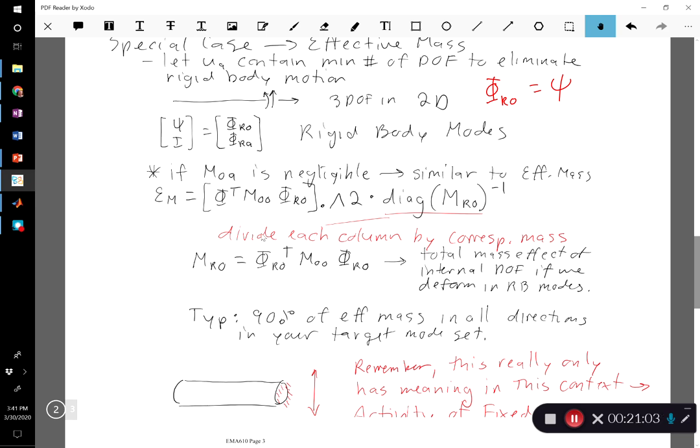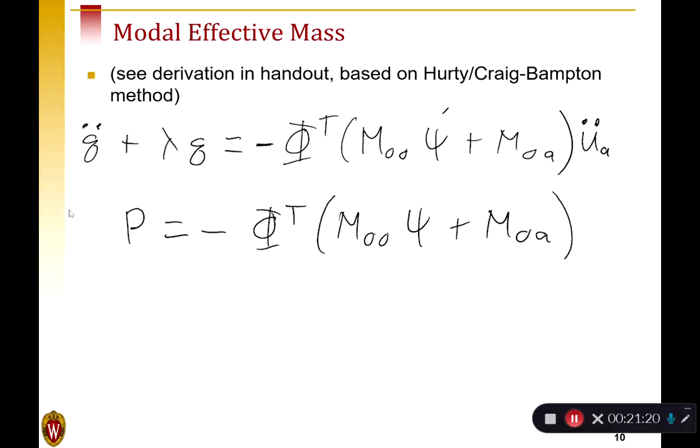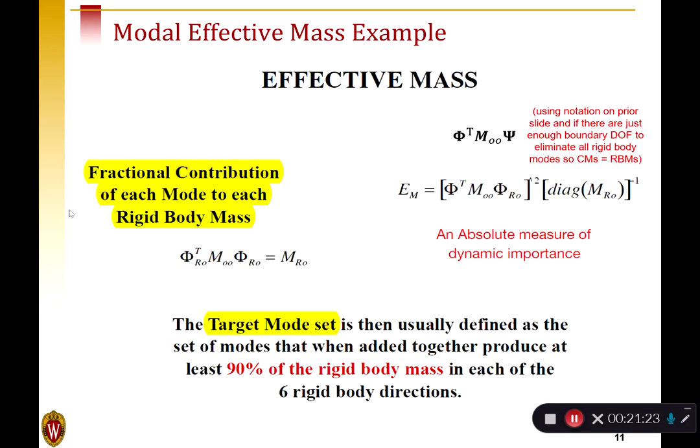So what's typically done is to compute this effective mass factor for each of the modes, and then figure out how many modes we need to have 90% of the effective mass of the whole structure captured. And so that's the typical approach. I can show you an example here.